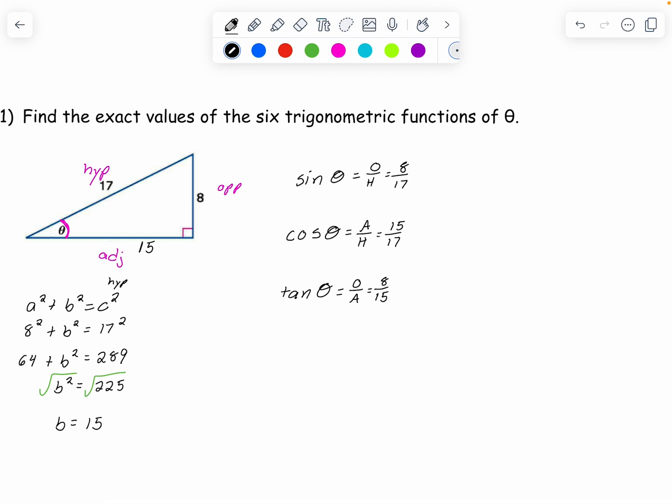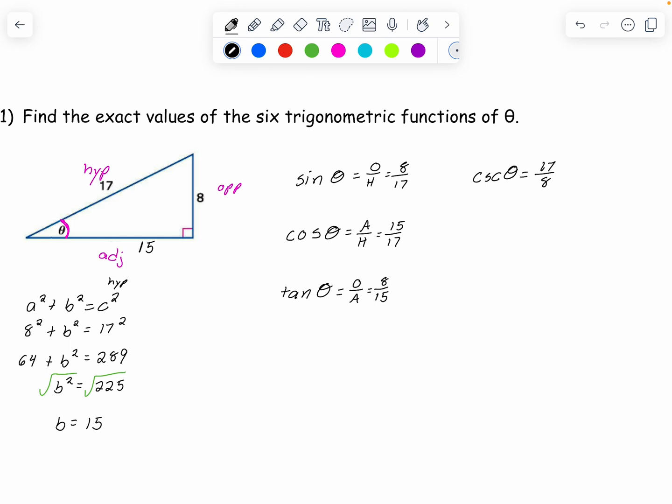Now we want to do the reciprocals. So the reciprocal of sine is cosecant theta, and since it is the reciprocal of sine, that simply means we're going to flip that answer over. So instead of 8 over 17, we have 17 over 8. We already determined that 8 over 17 can't be simplified, so 17 over 8 should not be able to simplify either.